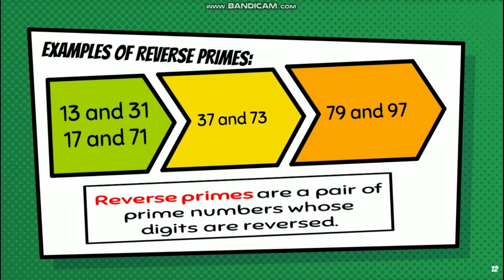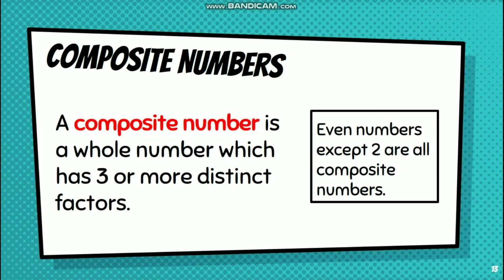Now let us proceed to composite numbers. A composite number is a whole number which has three or more distinct factors. Even numbers except 2 are all composite numbers. So you have to remember that. Now, let us have examples of composite numbers.